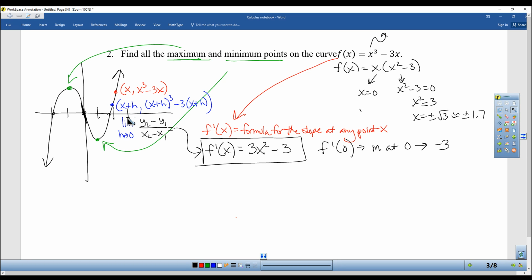If I plug in a +3, I should get a steep number. So let's just try that. The slope at 3 is going to be 3 times 3 squared minus 3. 9 times 3 is 27, minus 3 is 24. It is super steep. So at 3, it's really steep by that point.